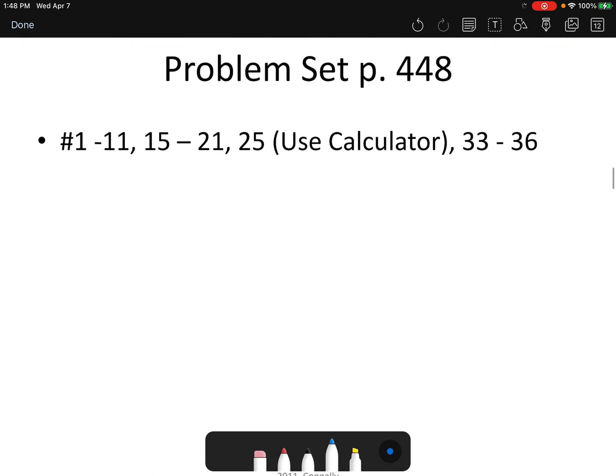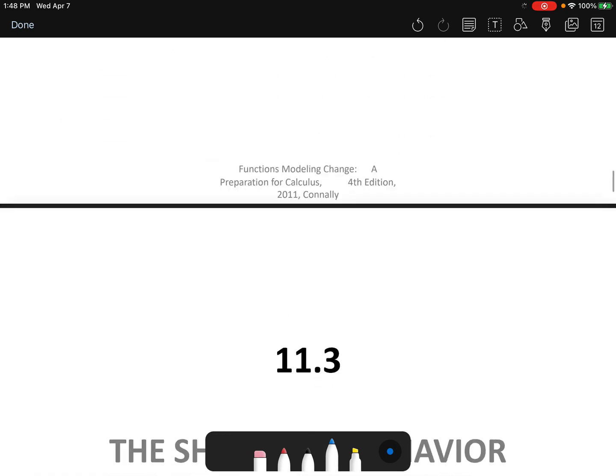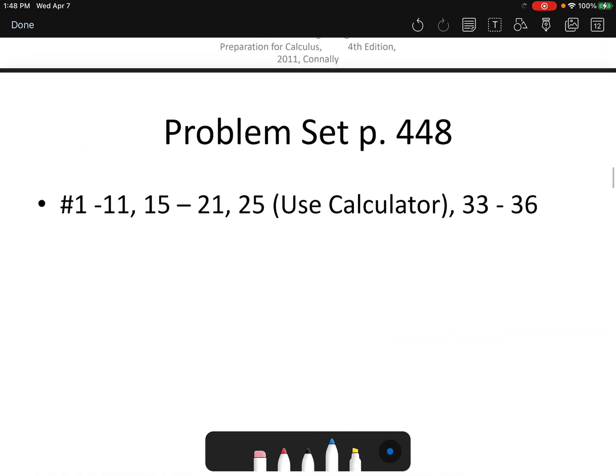Our problem set is on page 448. We're going to use a calculator on some of this. 1 through 11, 15 through 21, number 25, 33 through 36.